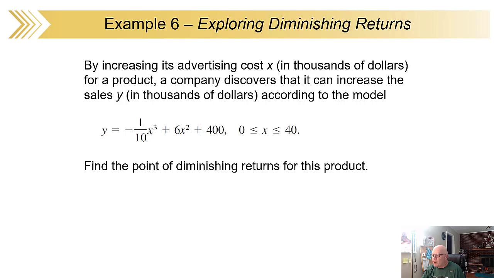Here's an example, and this is where I got the idea really. Increasing its advertising cost, a company discovers it can increase the sales, so this is sales on this side, according to this model. And the X is the advertising cost. Find the point of diminishing returns. Well, for us at this point, that means can we find a point of inflection where it goes from increasing to increasing, but not as well as it did before.